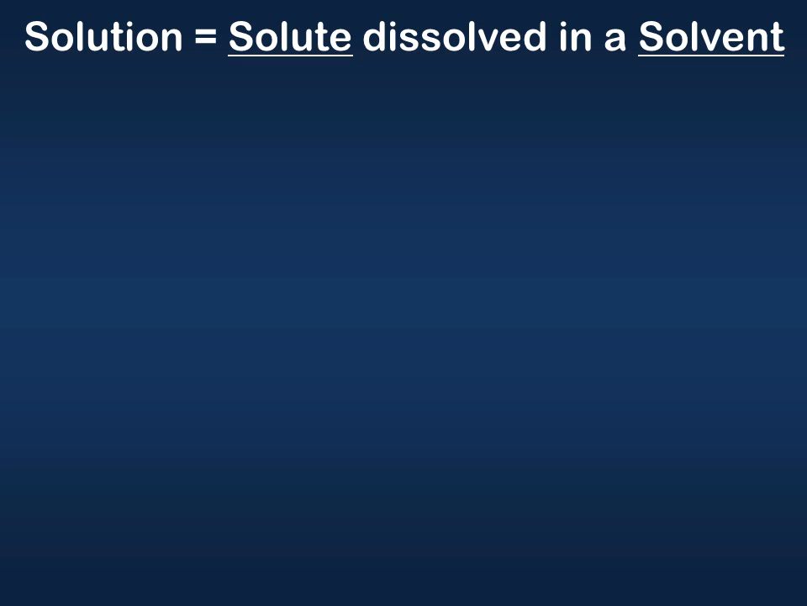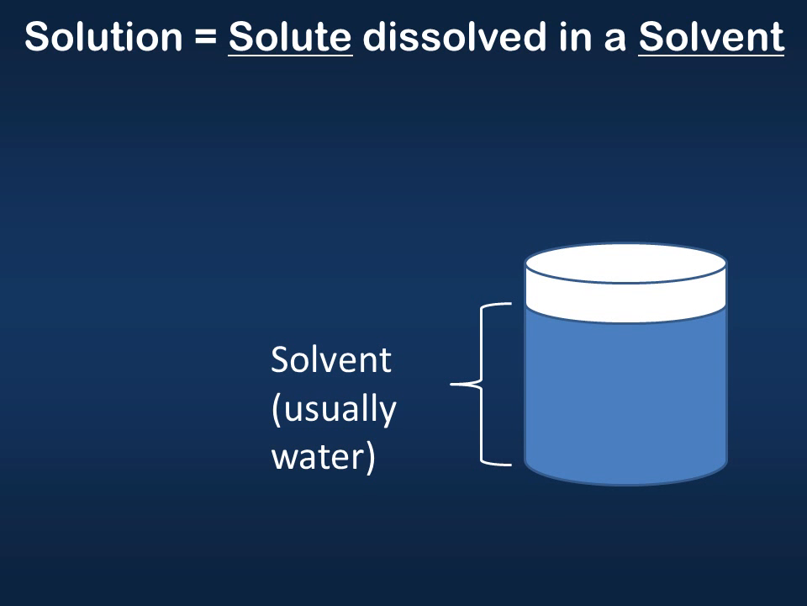Okay, so to start understanding some of the forms of cell transport, we need to become familiar with some of the vocabulary associated with concentrations. In particular, we need to know what a solution is. It is the combination of a solute dissolved in a solvent. So if we're to take a simple glass of water, the water would be the solvent, and in biology that is most often the case. Most solutions are made of water.